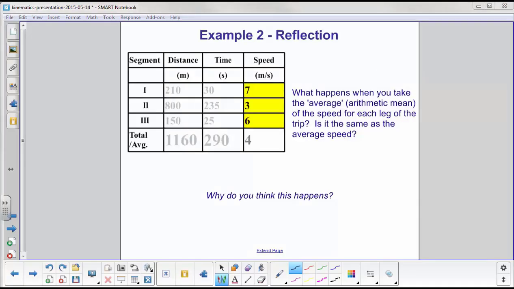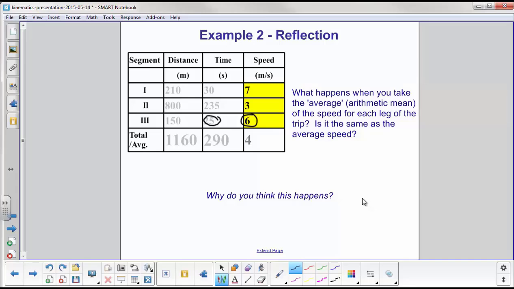This example was a little different than the first one. It proceeded much as the first problem, where we were given a distance, 210 meters here, 30 seconds, filled in these 2 cells. The second interval was 800 meters at 235 seconds. However, the third one was a little different. They gave us the time over here, 25 seconds, and the speed, which was 6 meters per second.